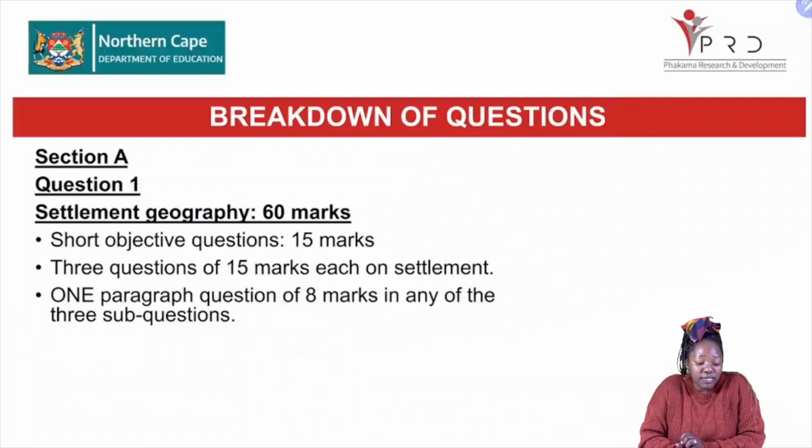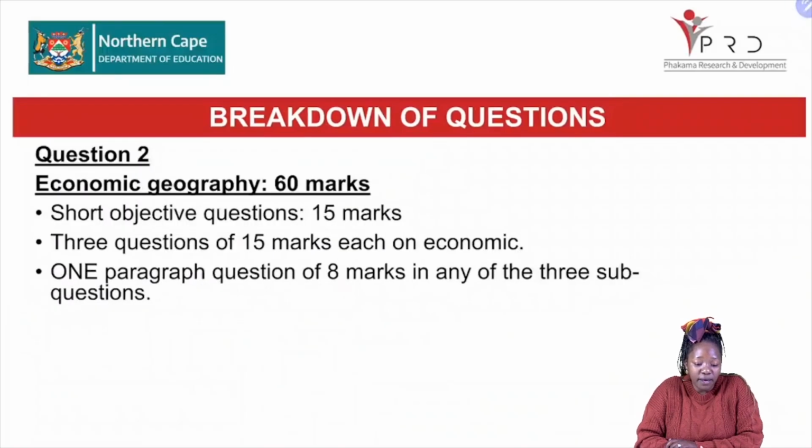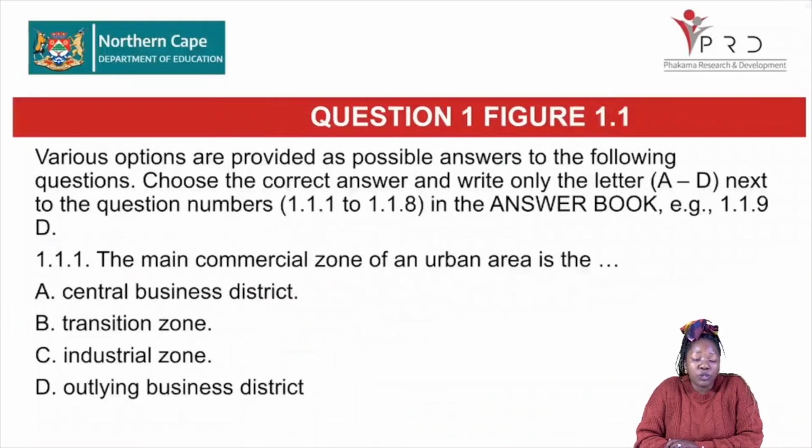So in your 60 marks, the breakdown, you will have your short objective questions worth 15 marks. And then after that, you will have 3 figures, your figure 1.3, 1.4, and 1.5, which are 15 marks each. And then along with those 3 figures, you will have 1 figure where you will be answering a paragraph question. Then we're going to begin with our short objective questions.